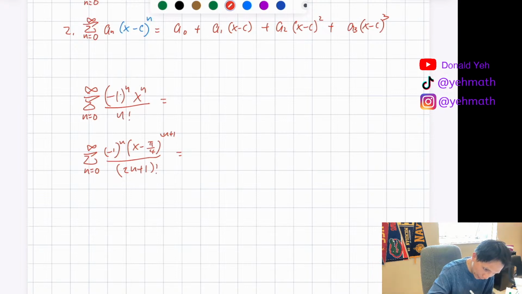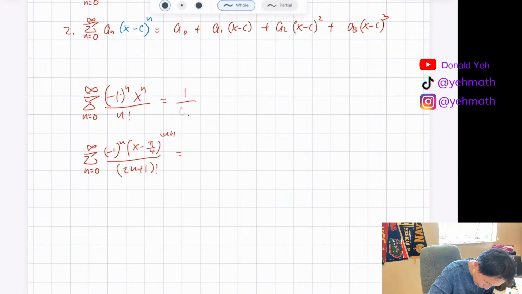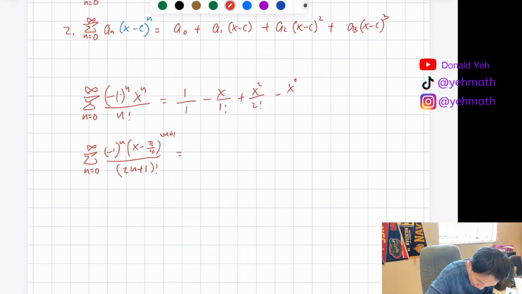So the first term is going to be (-1) to the 0, which is positive, and x to the 0, which is 1, over 0 factorial, which is 1, right? Which is 1 over 1. Minus x to the 1 over 1 factorial. This one's 0 factorial, so it's 1. Plus x squared over 2 factorial minus x to the third over 3 factorial plus x to the fourth over 4 factorial. And let's keep on going.